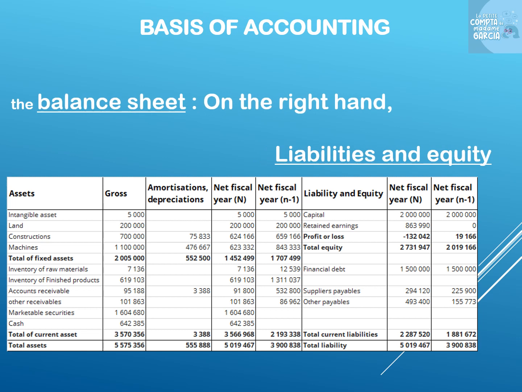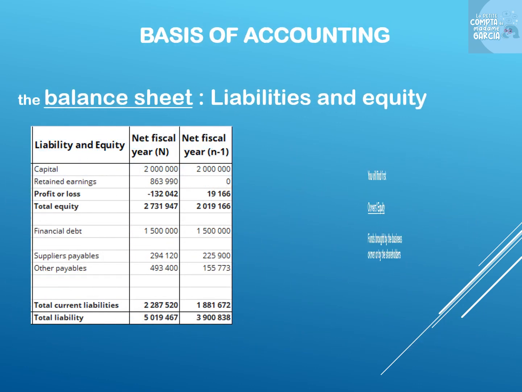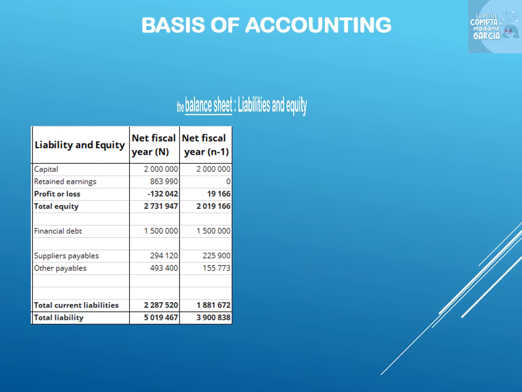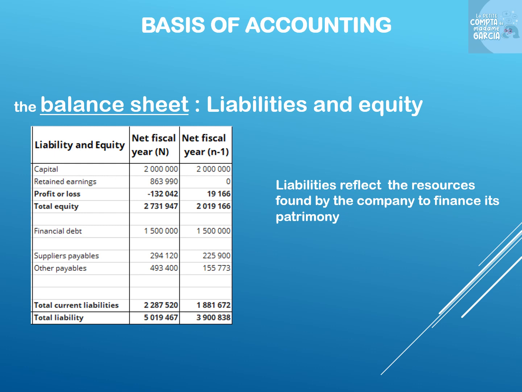On the right hand, you find liabilities and equity. You will find first owner's equity, funds brought by the business owner or by the shareholders. Liabilities reflect the resources found by the company to finance its patrimony.